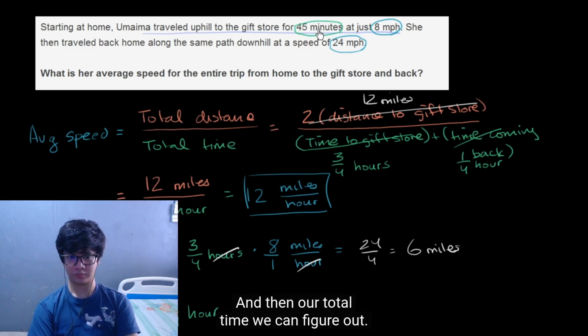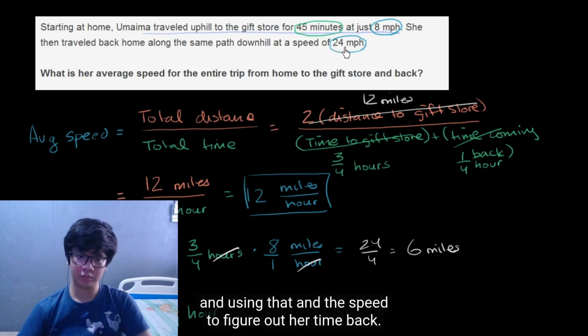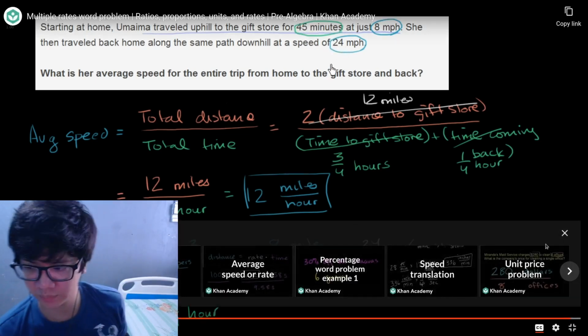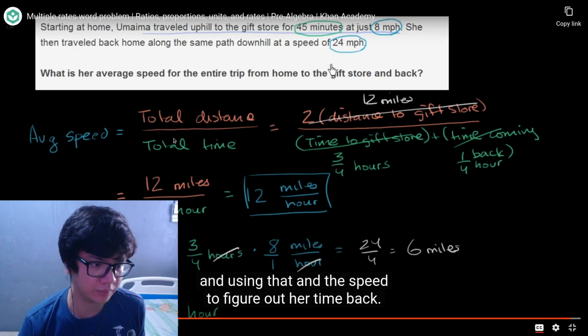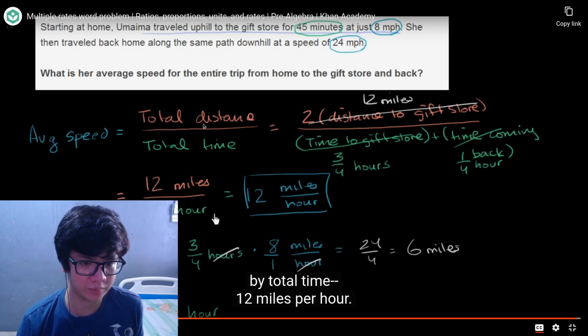And then our total time we can figure out. They tell us the time to the store, and then we can figure out the distance from the store and using that and the velocity and the speed to figure out her time back. And then we get total distance divided by total time, 12 miles per hour.